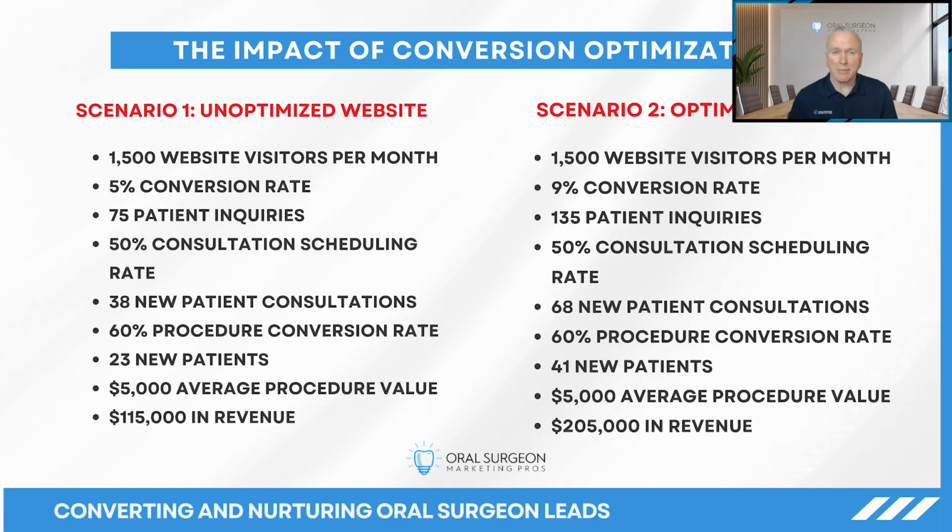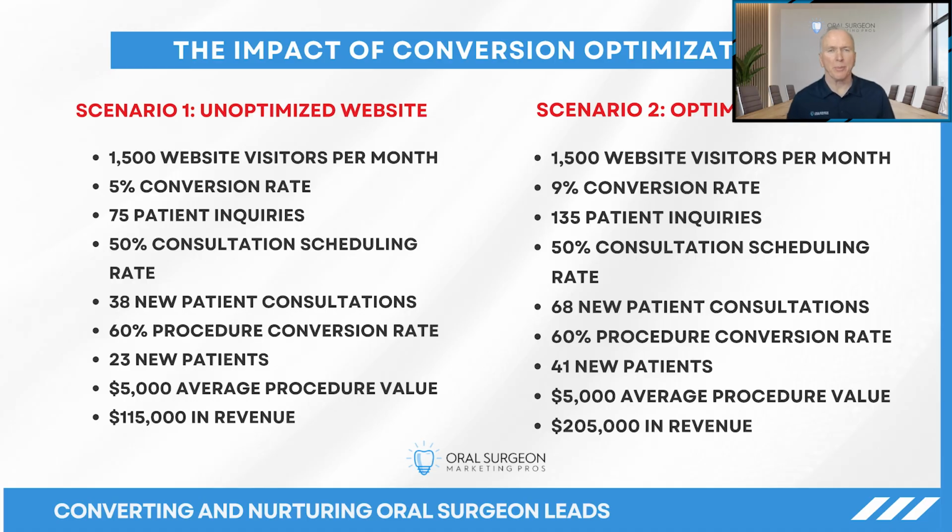Let's break down the exact math of revenue engineering displayed right here on page 17. I want you to look closely at these two distinct clinical scenarios, modeled on an identical traffic volume of 1,500 unique website visitors per month. In scenario 1, an unoptimized website, you run a 5% conversion rate, yielding 75 raw patient inquiries.